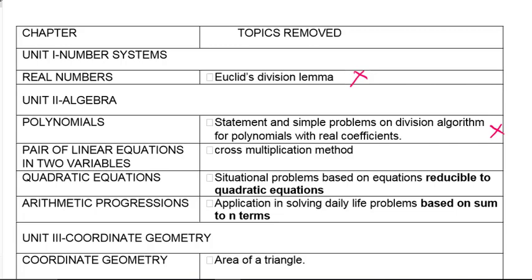Now in pair of linear equations in two variables, the cross multiplication method is now not there. So there are three methods. In those three methods, the cross multiplication method is now not there. So no problem is asked from the cross multiplication method.